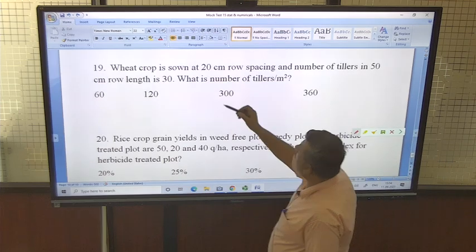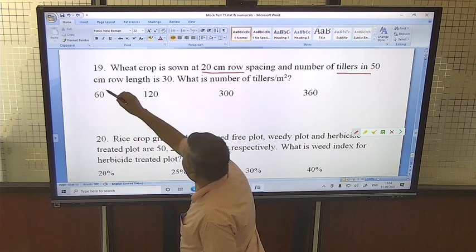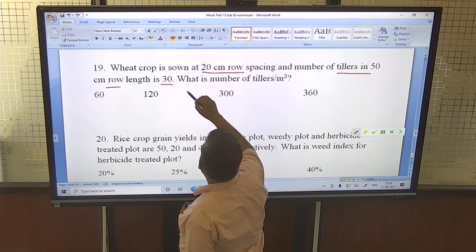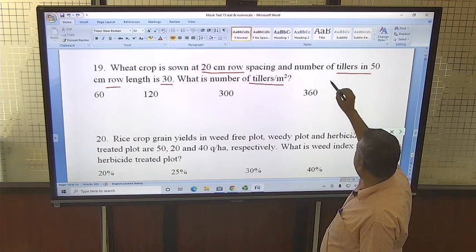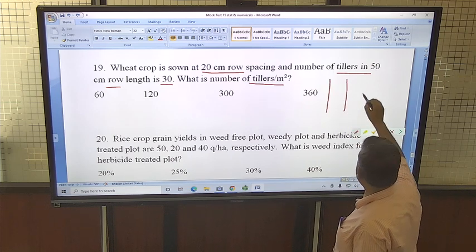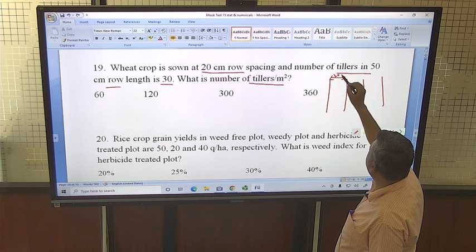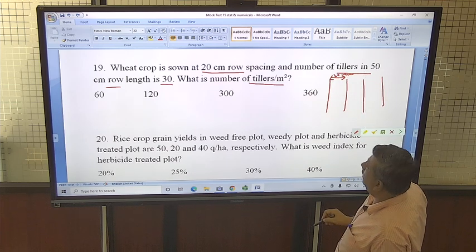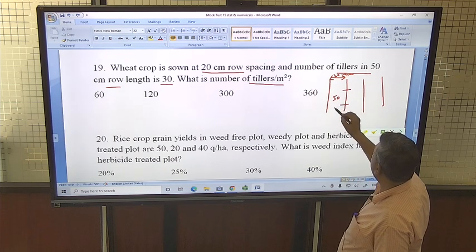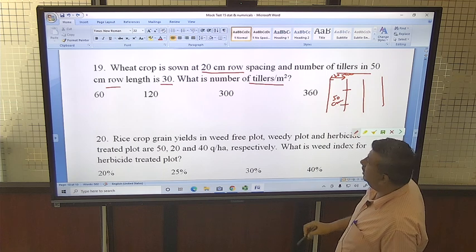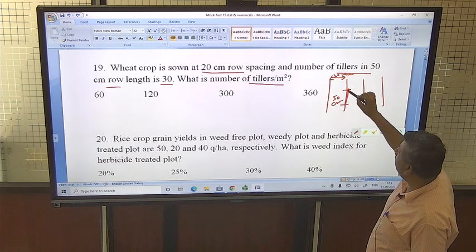Wheat crop is sown at 20 centimeter row spacing and the number of tillers in 50 centimeter row length is 30. What is the number of tillers per square meter area? So suppose it is a wheat row spaced at 20 centimeter, and in 50 centimeter row length the number is 30. So first calculate how much area is there in 50 centimeter.